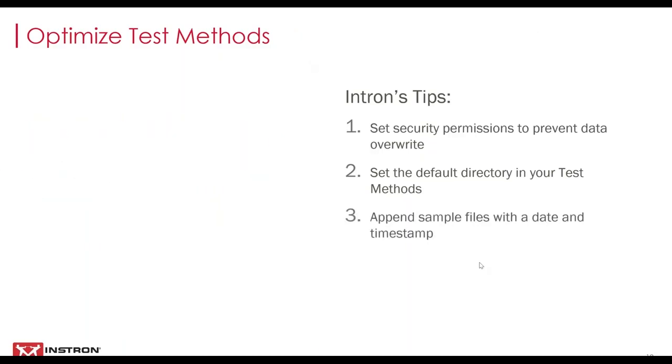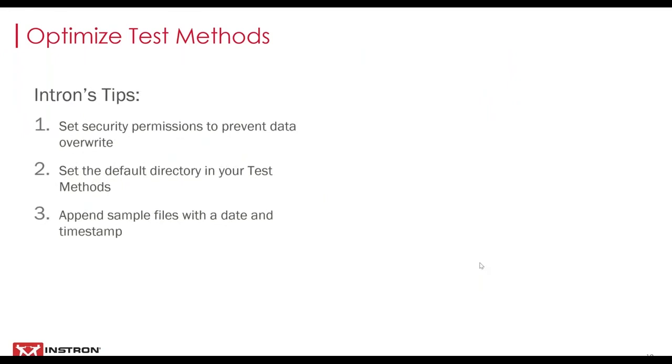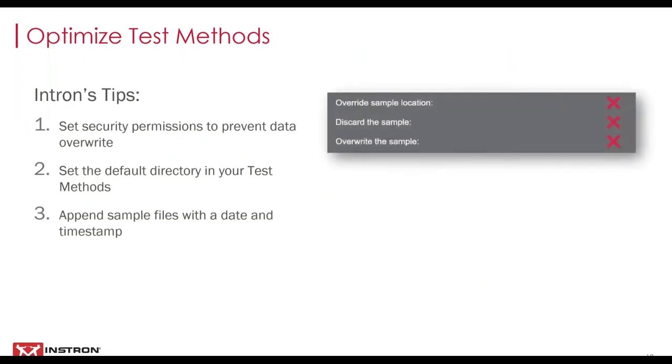So let's go into more detail on each of these. The first one, about setting security permissions, there are really 3. I just wrote here overwrite because that's what I see most commonly. But there are really 3 security permissions that we should focus on: override sample location, discard the sample, and overwrite the sample.